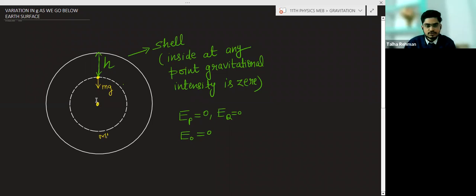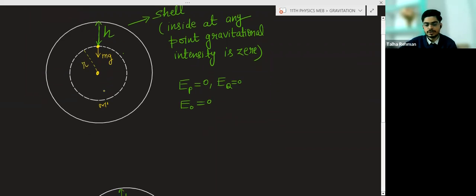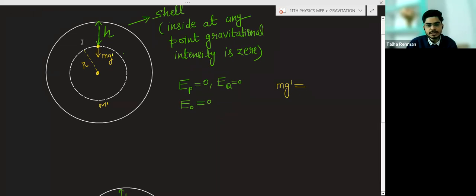So now between this mass m dash and this mass, there will be the gravitation force, and that will be equal to G m dash into m divided by this distance, and this distance is suppose r. So you can write mg dash. This will be g dash, because here the value of g will change.